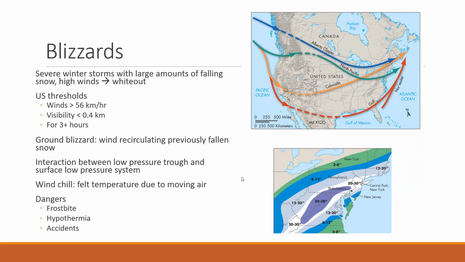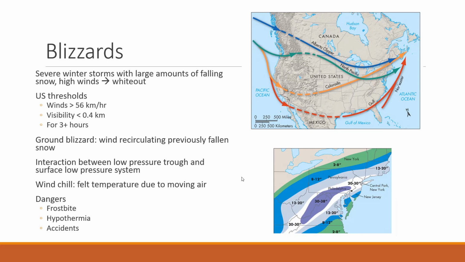Other weather patterns we have are blizzards. Blizzards are severe winter storms that have large amounts of falling snow and high winds. That's when we have a whiteout. For the US, the thresholds have to be greater than 56 kilometers per hour wind, visibility less than 0.4 kilometers, or last for more than 3 hours. We can also have ground blizzards, which is the wind recirculating previously fallen snow. So blizzards tend to come from the interaction between a low pressure trough and a surface low pressure system. So these are going to come from those low pressure systems.